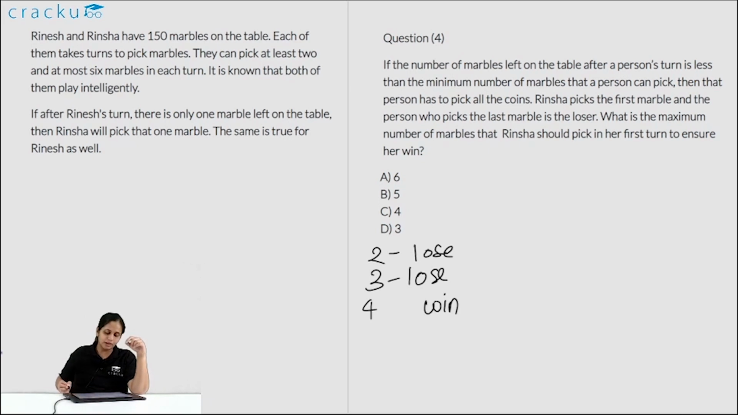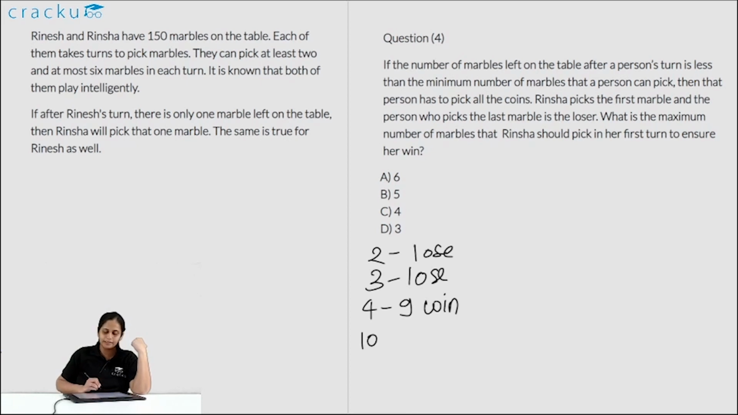Similarly, if you have 5, you will pick 3 and you will put the person at 2. If you have 6, you will pick 4 and you will put the person at 2, and so on, till 9. When you have 9, you will pick 6 and leave the person at 3, which is a must lose position. So 4 to 9 would be a winning position.